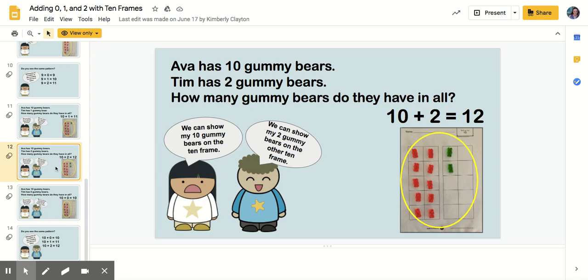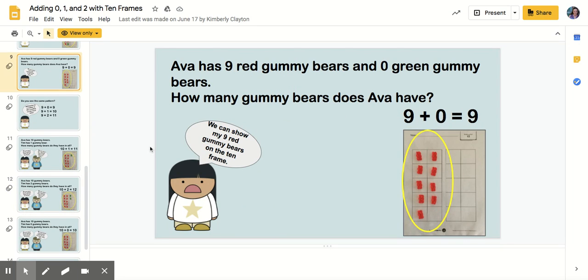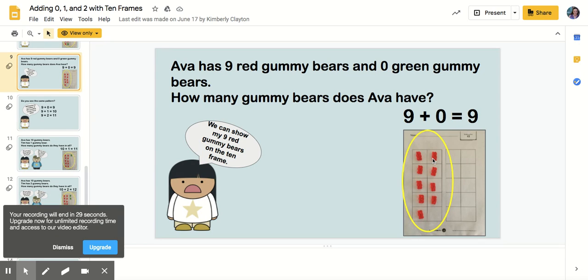Let's do one more. Ava has 9 red gummy bears and 0 green gummy bears. How many gummy bears does Ava have? So here we see our 10 frame where we're going to use. We see 9 gummy bears all filled up, and we have 1 empty spot. So we know that this is 9 plus 0 more keeps it at 9. So this time our number didn't get bigger. But this 10 frame helped us to see the numbers more clearly and organized, and that we can tell that when there's 10 boxes and one's empty, then we know that it's 9.